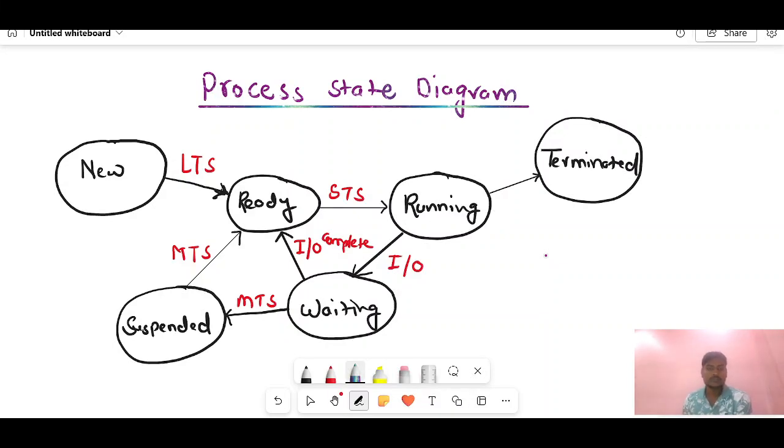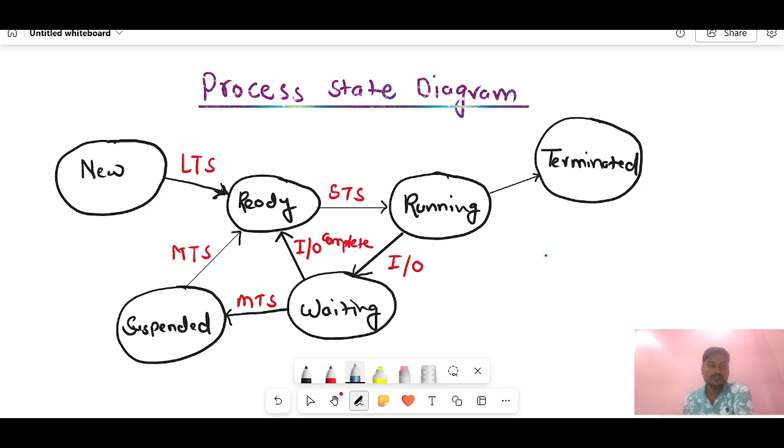So hello everyone. Today I'm discussing the process state diagram in operating systems. In the process state diagram there are six stages: new, ready, running, waiting, and suspended. And whenever the process completes its execution, it will go to the terminated state. Okay. So let's go through each stage and see what each stage is doing.